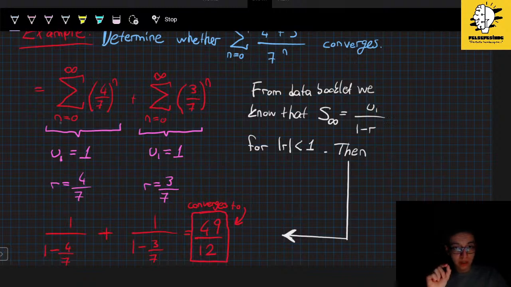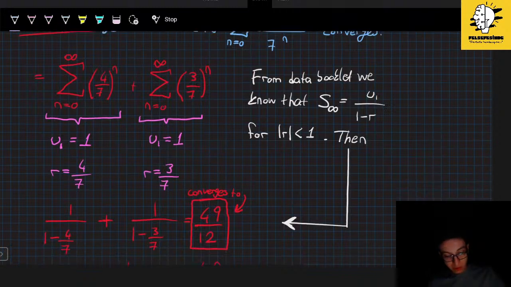Our sigma notation says that the first term will start at n equals 0. I substitute 0; something to the power 0 means 1. And r, meaning that our geometric sequence ratio, or coefficient, is 4 over 7. Why? Because this is a geometric sequence.